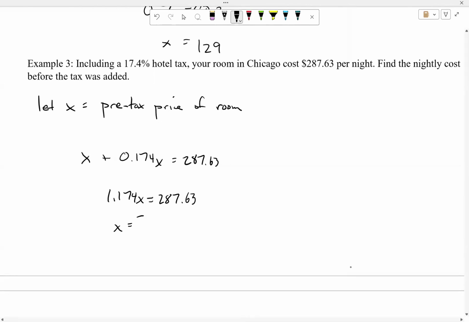And that x is equal to, should we do this by hand? No. You sure? You seem pretty certain that you don't want to do this by hand. In honor of the new year, I will not do this one by hand. I will use a calculator. Which equals 245. 245, exactly. That's nice. And your sentence would be: the cost of the room without tax, or pre-tax, is $245.